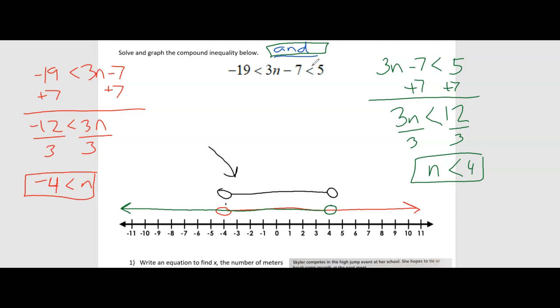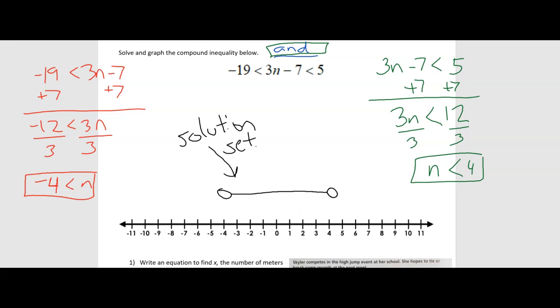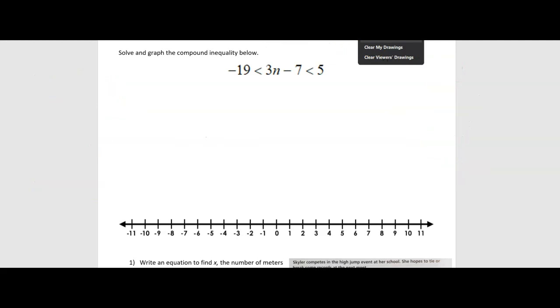This black segment is our solution set. All right, so you need that black one. You could actually erase all the other ones if you wanted to afterwards to show clearly what your solution set is. Okay, let's move on, start doing some word problems.